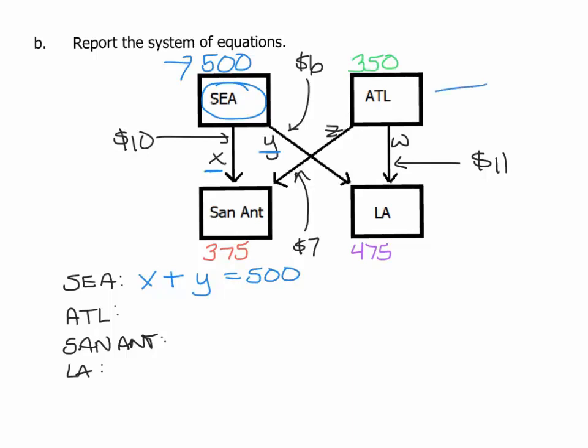I'm going to let you do the Atlanta equation on your own. Let's look at the San Antonio equation. For San Antonio, they have 375 units that they can sell, and we have X units coming in from Seattle, and then we also have Z units coming in from Atlanta. So we get X plus Z is going to be 375. Pause the video and you write the equation for LA and then the equation for Atlanta.